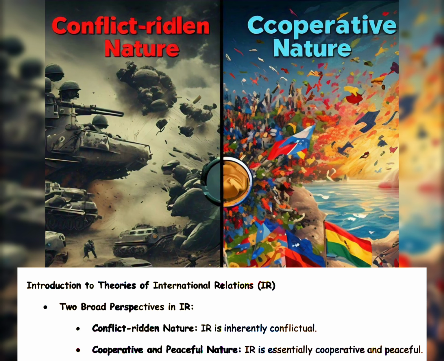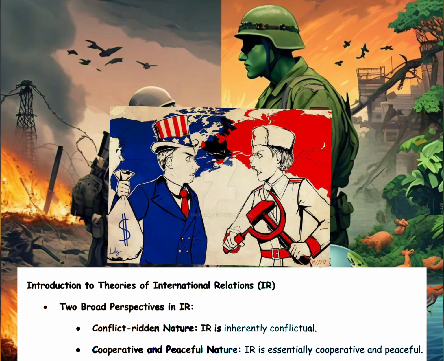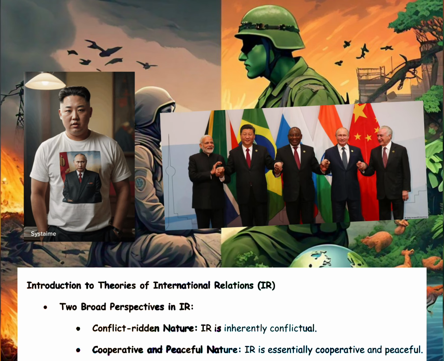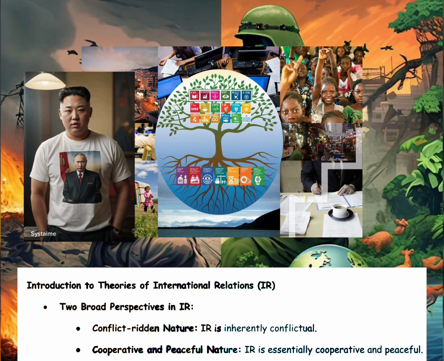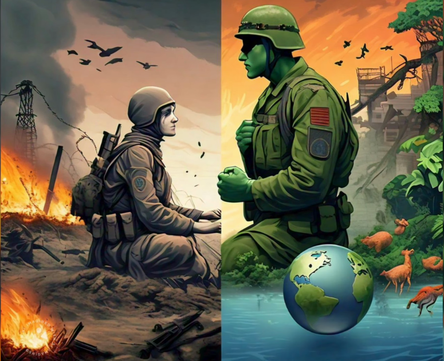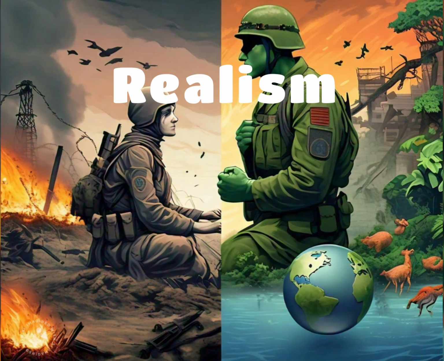First, conflict-ridden nature. This view sees international relations as a stage of constant conflict and competition. Second is cooperative and peaceful nature. This perspective emphasizes cooperation and the potential for peace. Realism is firmly in the first camp, focusing on the conflict-driven aspect of global politics.